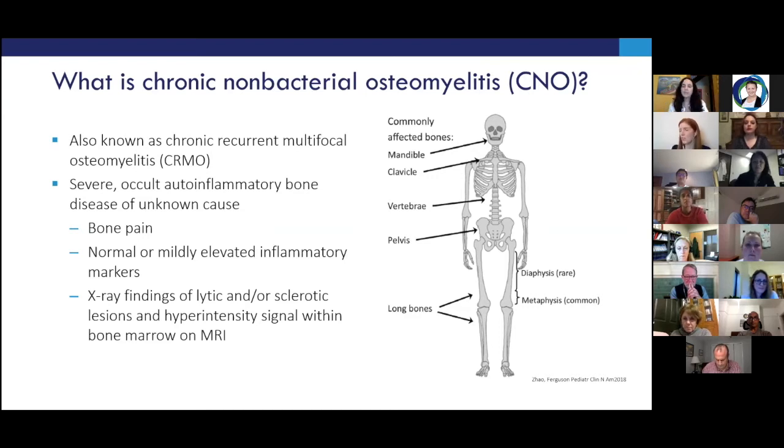Typically, patients will present with bone pain. They can have normal or maybe mildly elevated inflammatory markers and X-ray findings of either lytic lesions, or on MRI you might see hyperintense signals. It's an auto-inflammatory bone disease. We don't know the underlying cause at this time. The photo that I'm showing is just some of the more commonly affected bones in CNO.